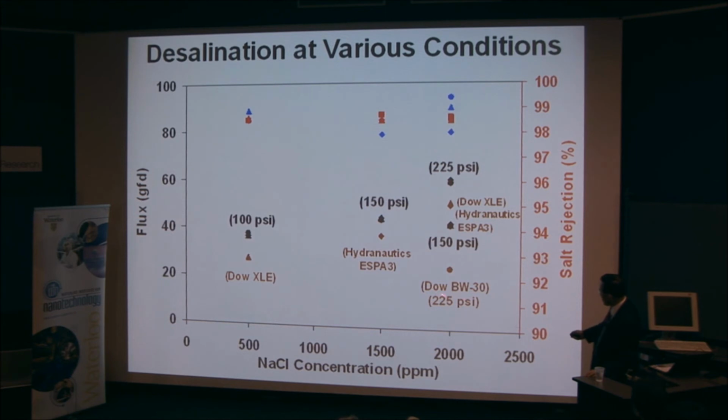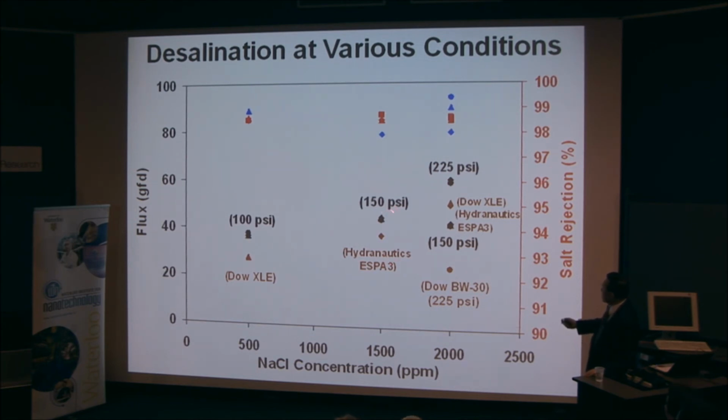Then if you run at a low pressure, 150 psi, is a Dow Chemical brackish water membrane. Okay, then this membrane is actually running at 225 psi. So this flux certainly is much lower than what we can achieve.